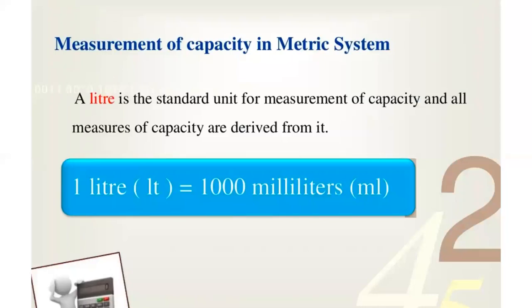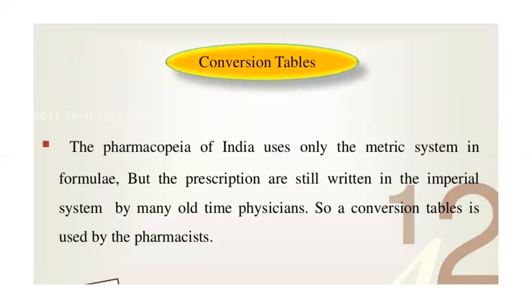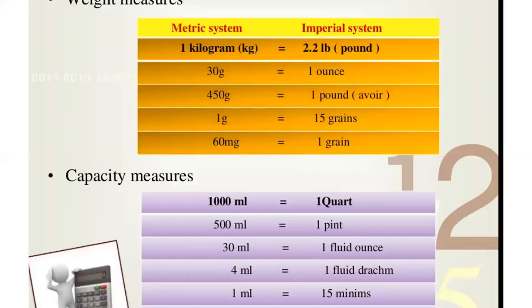Then 1 liter is the standard unit for measuring capacity here. See, the standard unit for measuring capacity is different. In the metric system, the liter is the standard unit for capacity. 1 liter is equal to 1000 milliliters. When you consider the conversion tables, there are different conversion tables available. You can see here 1 kilogram is equal to 2.2 pounds in the imperial system.